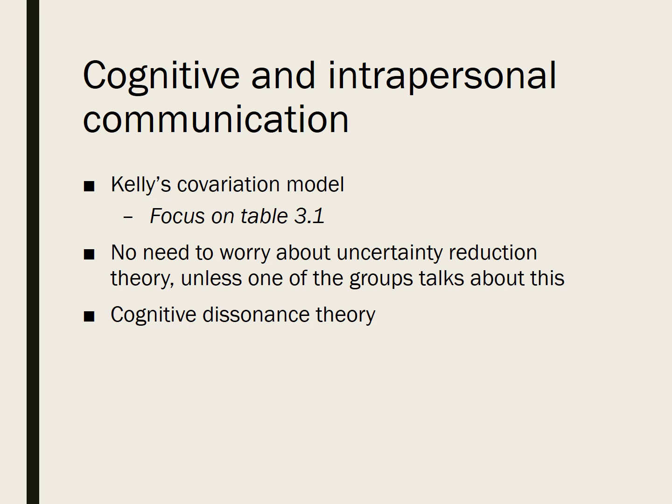Cognitive dissonance theory is something you've heard about before, and I'm not really going to go into that much because it's really more of a cognitive theory about how we make sense out of something, especially when we try to reconcile inconsistent beliefs. It's a very famous theory, but it's not one we're going to spend much time with, again, unless one of the groups that talks about this chapter chooses that theory to talk about.